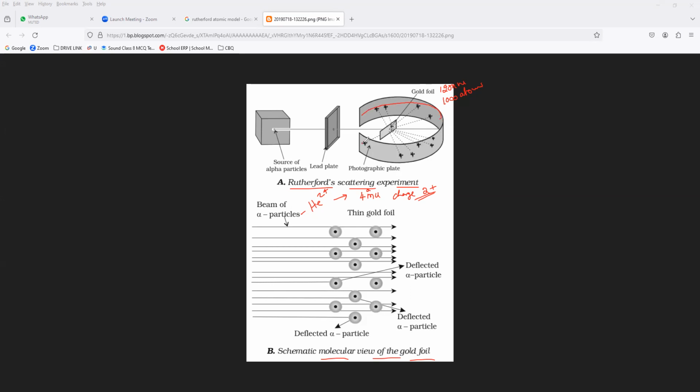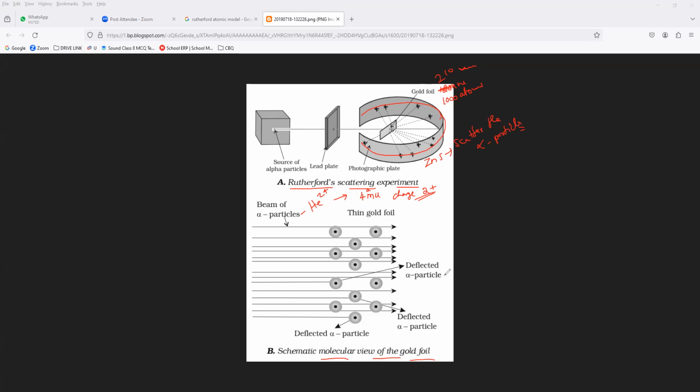What do we call the screen? The screen is coated with something. Anybody? Zinc sulfide. Yes. And the thickness is not 120. Padma is saying 210 nanometers. Very good, it is 210 nanometers. Sorry for that. So the screen is coated with zinc sulfide, ZnS. What is the use of it? Zinc sulfide will scatter the alpha particles.